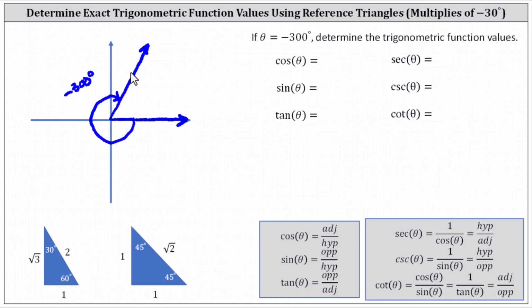The reference angle is the acute angle formed from the terminal side of the angle on the x-axis, which is this angle here. Notice this would be 60 degrees. This indicates we have a 60-degree reference angle. And now we'll sketch the reference triangle.